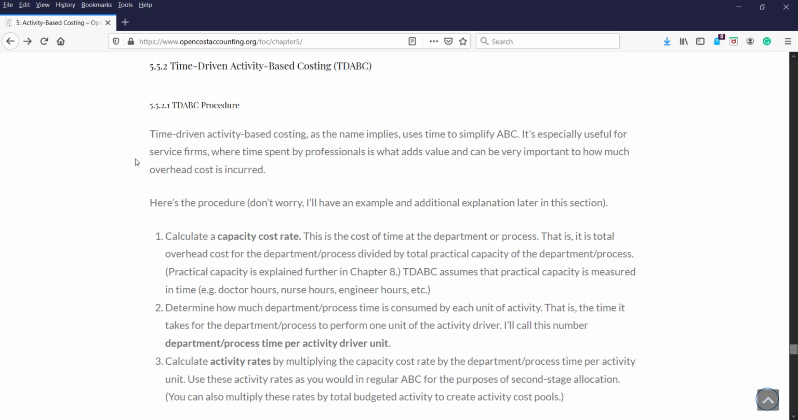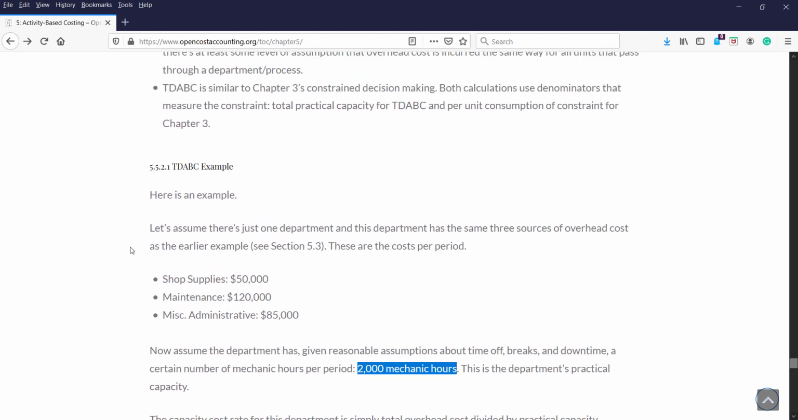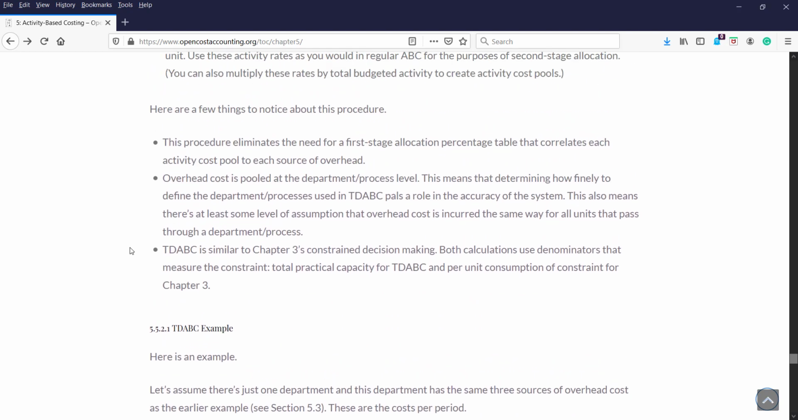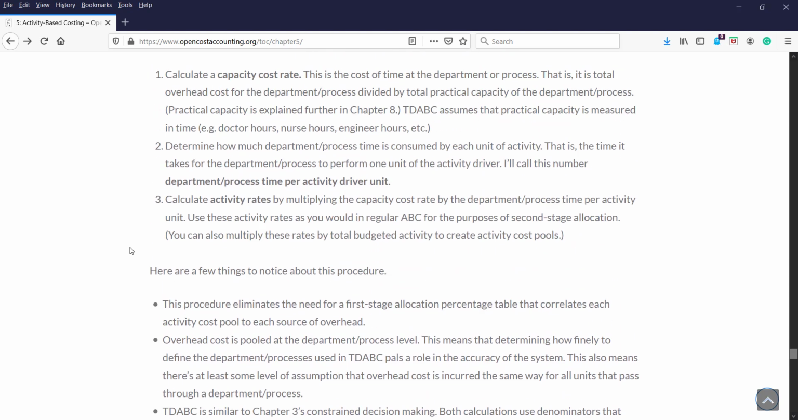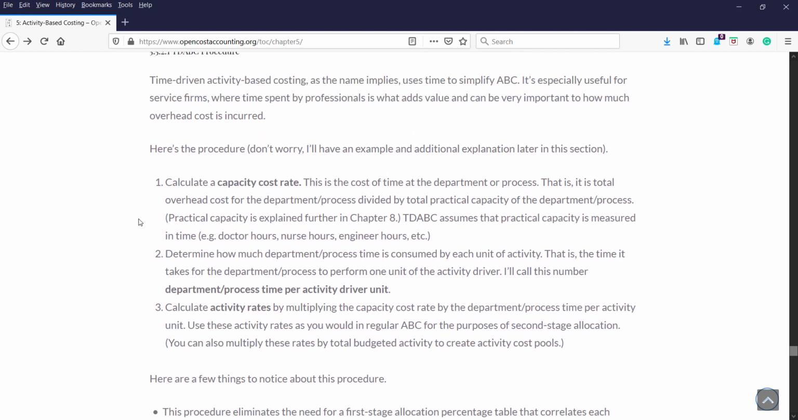Now what we're going to do is simply say we have those general ledger categories of costs, and we're just going to start by dividing them by capacity. So we're going to recognize from the outset that there's some sort of a capacity constraint. At least that's implicit in time-driven activity-based costing. And so that is one advantage of it. Besides simplifying, it also incorporates the idea of a constraint, which is one of the reasons why it's commonly used for service departments that have some sort of a time constraint, specifically.